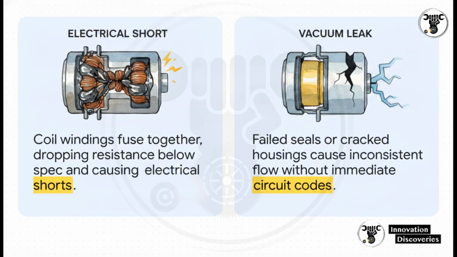But on the flip side, you could have a vacuum system leak where the internal seals fail or that nylon housing cracks. In that case, the coil might click perfectly on the bench, the resistance is totally in spec, but under pneumatic load, it just bleeds vacuum constantly. You absolutely must test both the electrical resistance and the pneumatic seal to get the full story.